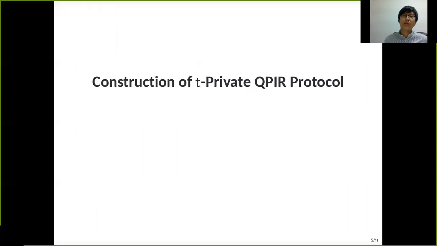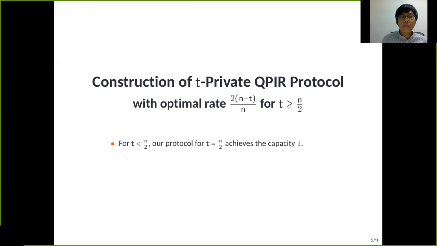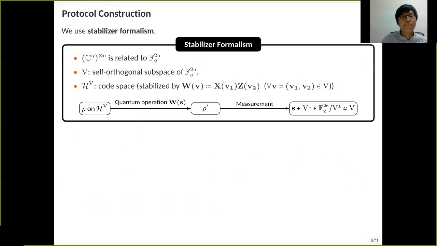First, we will construct the T-private QPIR protocol, the optimal protocol. But we only construct the protocol for when T is greater than n/2, because for the other case, our protocol for T equals n/2 already achieves the capacity one. So we only consider this case. Let's start the protocol construction. In our protocol, we use the stabilizer formalism.